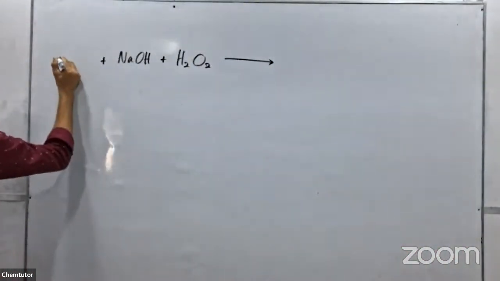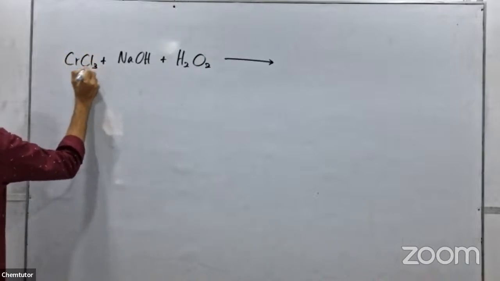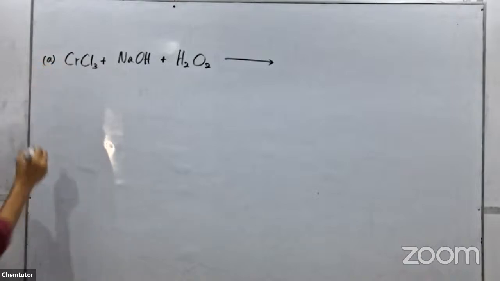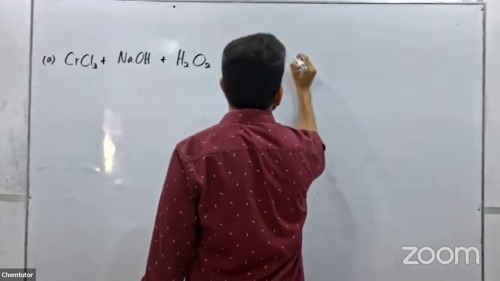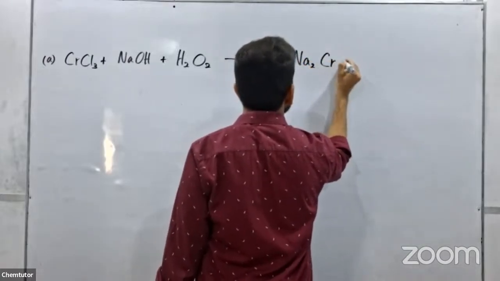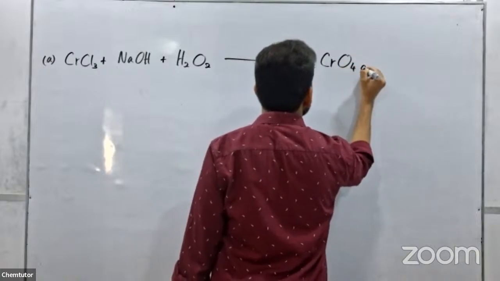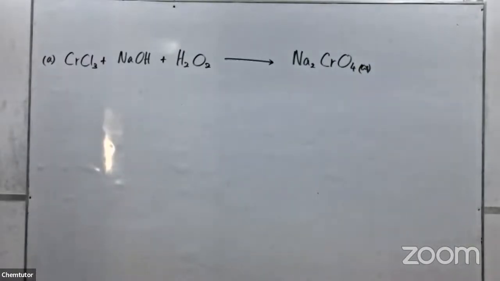Now A is CrCl3, chromium chloride, with sodium hydroxide and H2O2. It gives sodium chromate, Na2CrO4 aqueous, right? Na2CrO4 aqueous. So let's balance it.